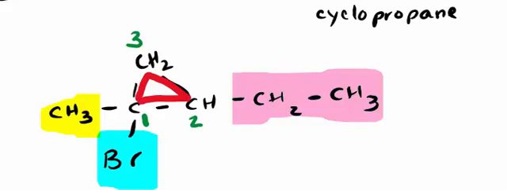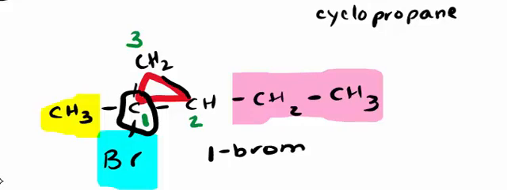Now I've numbered it this way on purpose, with carbon 1 being out here on the left, because I have 2 substituents on carbon 1, and I need to decrease the numbers of my substituents. But I'm not going to name this completely yet. So I'm just going to write my substituents here. I have 1 bromo and a 1 methyl, and then I have a 2 ethyl.